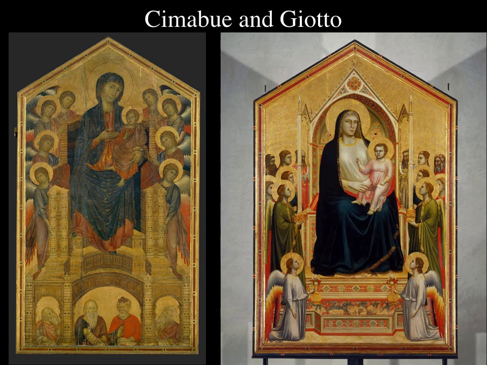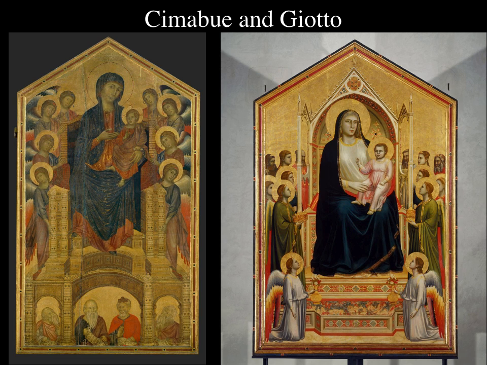With Cimabue's painting of the Madonna and Child enthroned, we see that there is very little believable space. The painting is very flat, it's very frontal, and we also have a problem with the Madonna being accessible. In order for her to come down to us, or for us to come up to her, we have to crawl over those apostles of Matthew, Mark, Luke, and John.